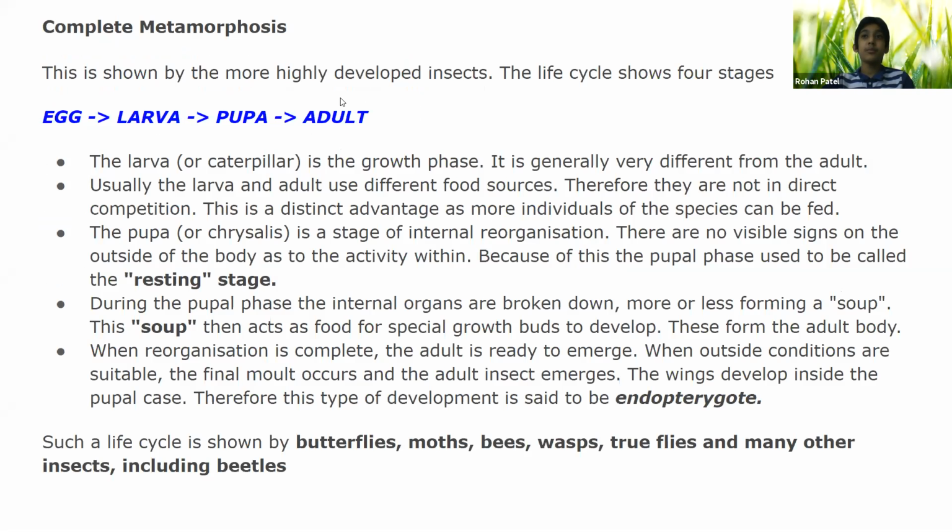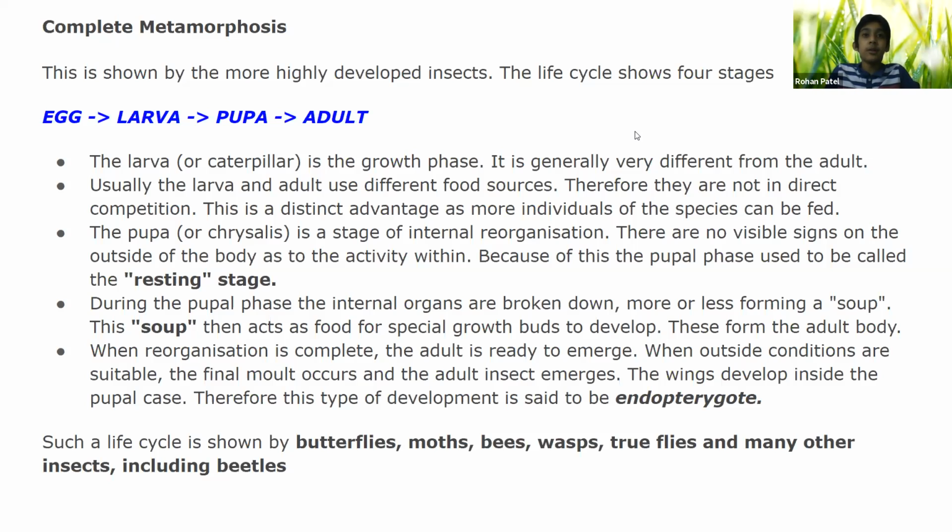Complete metamorphosis is shown by more highly developed insects, and there are 4 stages for complete metamorphosis: the egg, the larva, the pupa, and the adult. The larva, or caterpillar for some animals, is the growth phase. It is generally very different from the adult. Usually, the larva and adult use different food sources. Therefore, they are not in direct competition. And this is a distinct advantage as more individuals of the species can be fed.